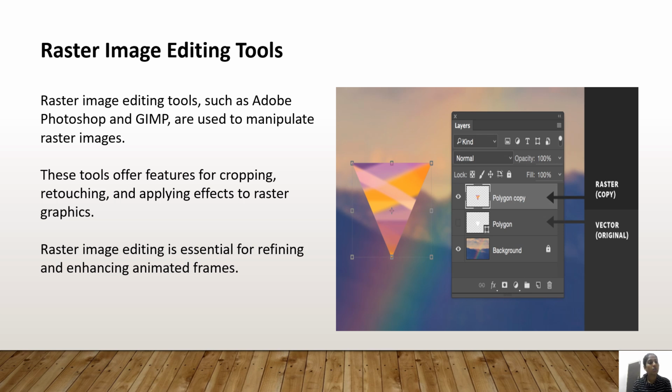Let us see the editing tools. Raster image editing tools such as Adobe Photoshop, GIMP, and others are used to manipulate raster images. These tools offer features for cropping, retouching, applying effects, brightening photos, and so on. Raster image editing is essential for refining and enhancing the animated frames.